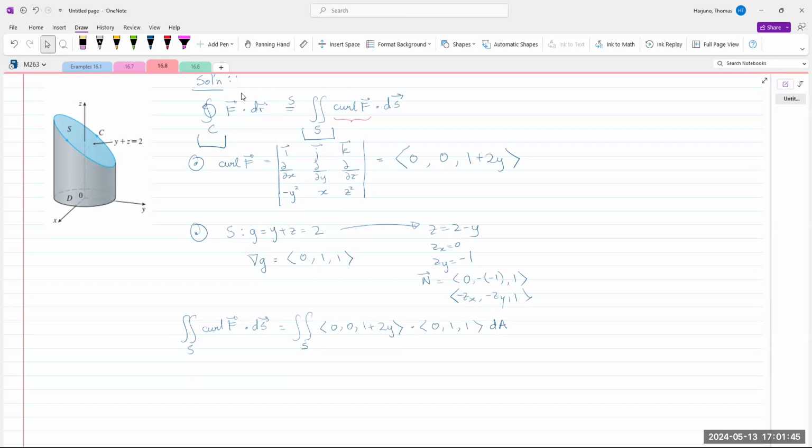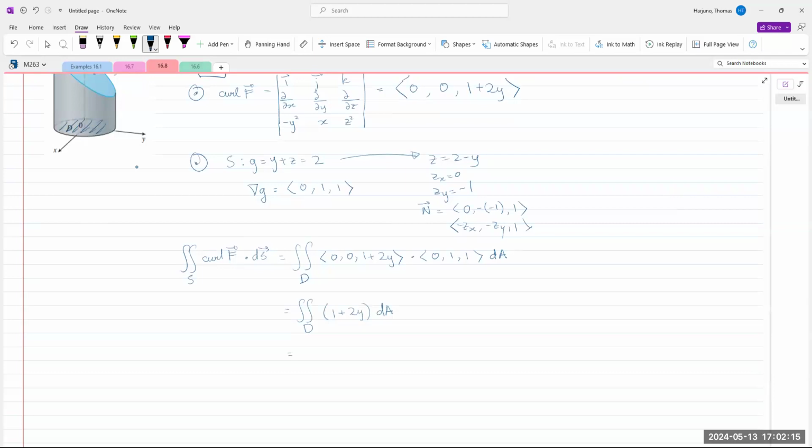Oh, since I already used dA, then it's supposed to become a D down here. So we have the double integral over D of 1 plus 2y dA.